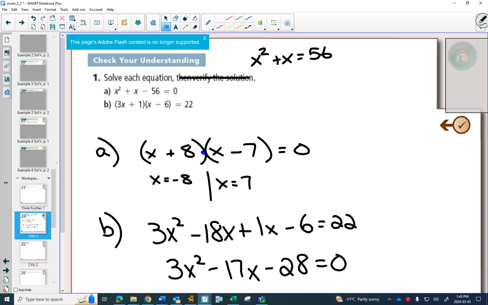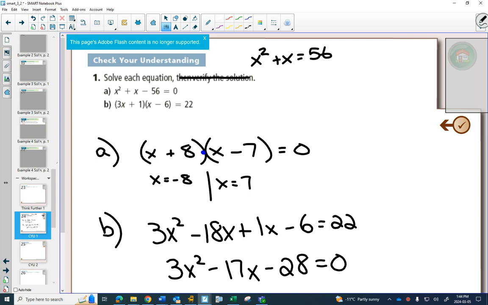I guess technically we did verify because I checked it in my head. 7 squared plus 7 was 56. Negative 8 all squared minus 8 would also be 56. You could check it if you'd like to see does it work. But I will never ask you to show a left side, right side verification, unless I steal a question from somewhere where they put it in. But if I write it up myself, I won't ask you to verify because both answers will work if you didn't make a mistake. If you're prone to making mistakes, you might want to check yourself just to make sure your answers work.